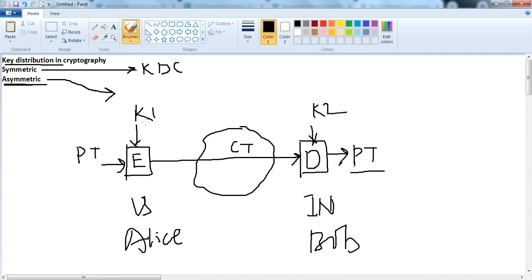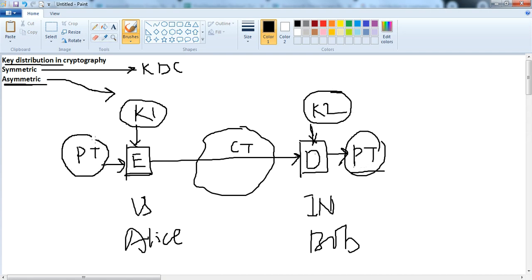We know that in asymmetric cryptography, K1 is a key which is used for encryption and K2 is a key which is used for decryption. Consider this is Alice and this is Bob. When Alice encrypts the plain text with K1, it generates the ciphertext and sends it to the second user, Bob. Bob decrypts it with K2 and gets the same plain text which was sent by Alice. That is simply the scenario.